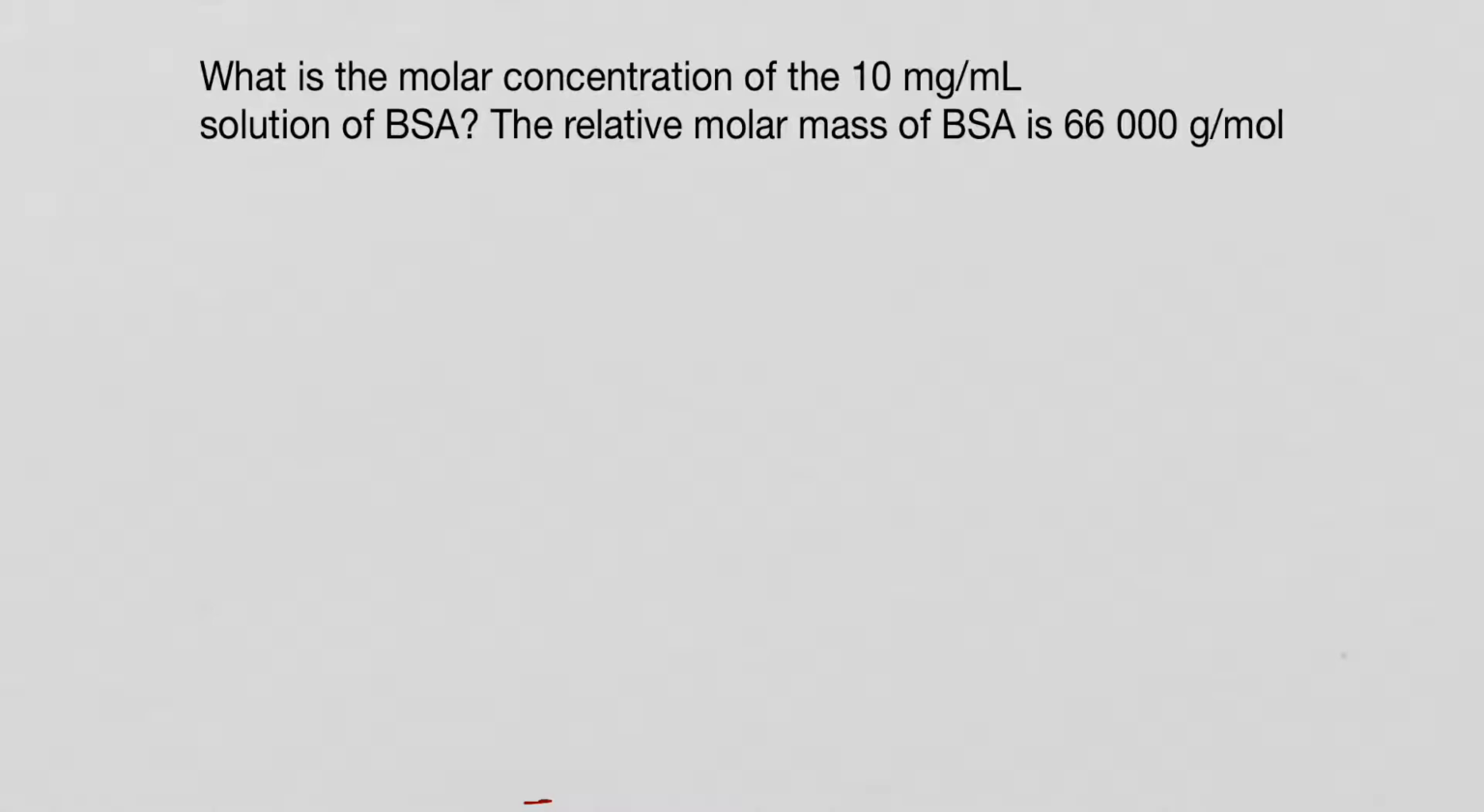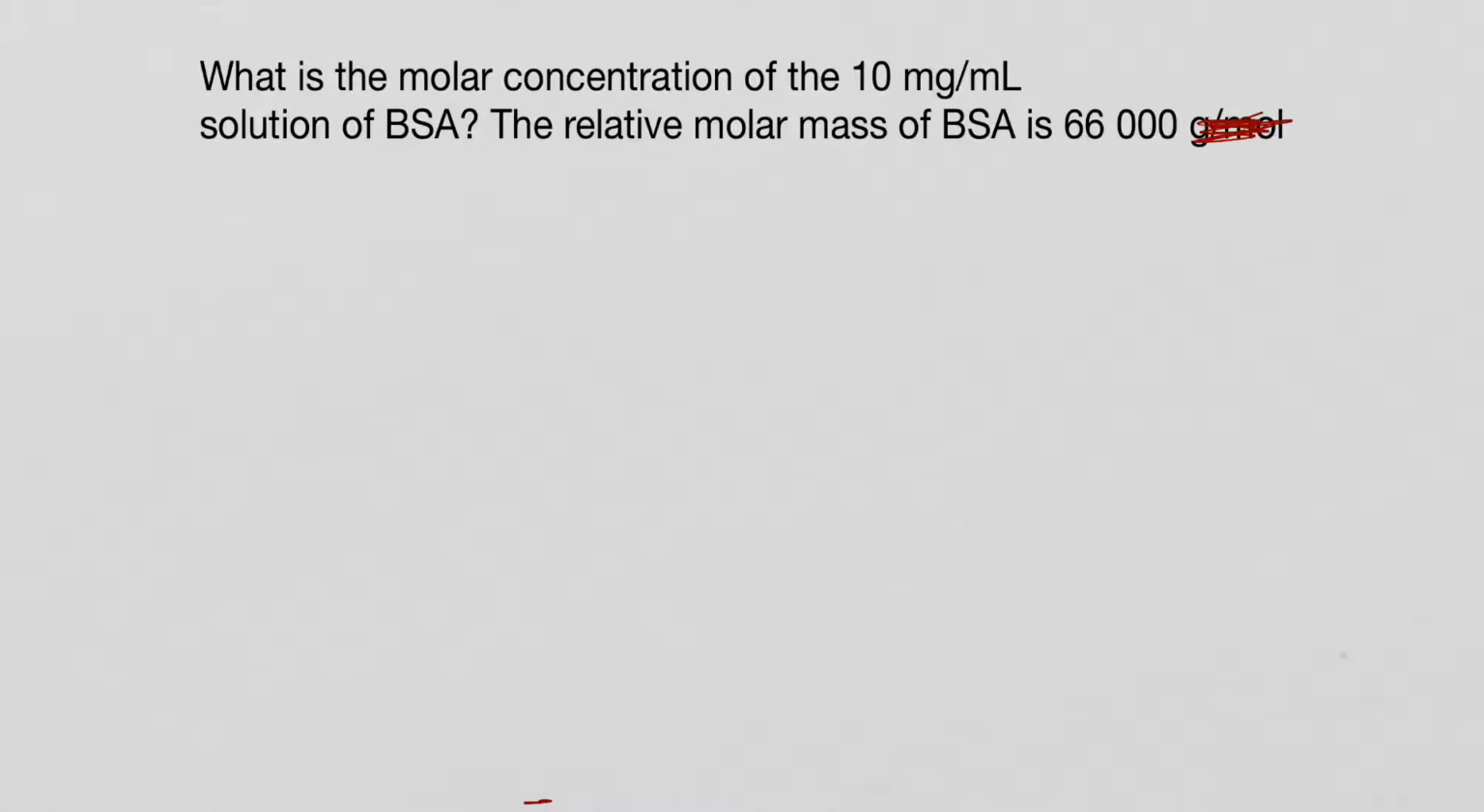Okay, let's go to these comprehension questions very quickly. Hopefully we will get that done within 20 minutes. So the first question is, what is the molar concentration of a 10 milligram per milliliter solution of BSA? The molecular mass is 66,000 gram per mole. Well, actually, forget that here, because if it says the relative molecular mass, it usually doesn't have any unit. If it says the molecular mass, then it would have gram per mole, but both are absolutely the same.